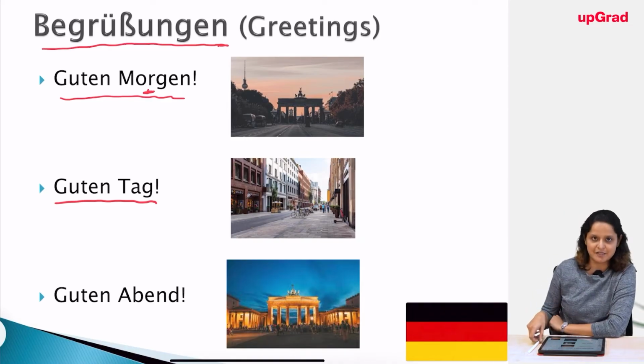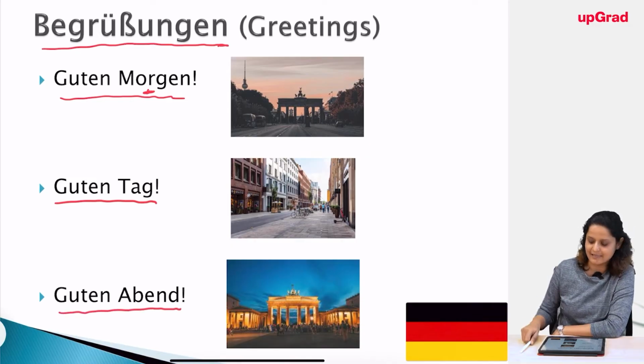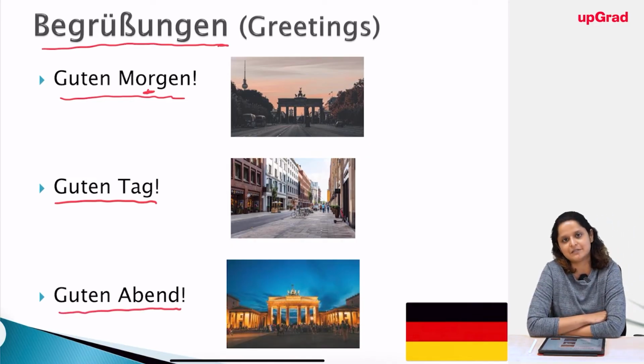The third wish that we go on to is Guten Abend. Abend means evening. So when you are wishing somebody a good evening, you say Guten Abend. I'll repeat the three pronunciations once more. Guten Morgen, Guten Tag, Guten Abend.